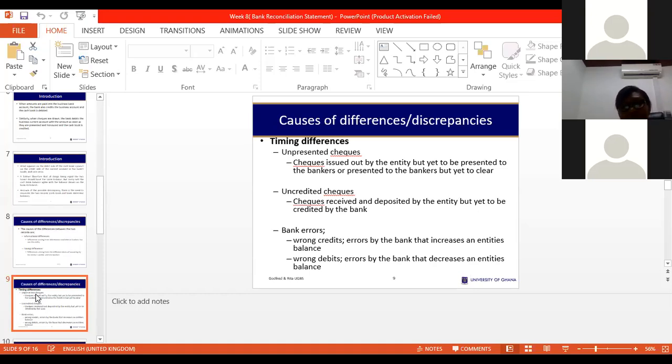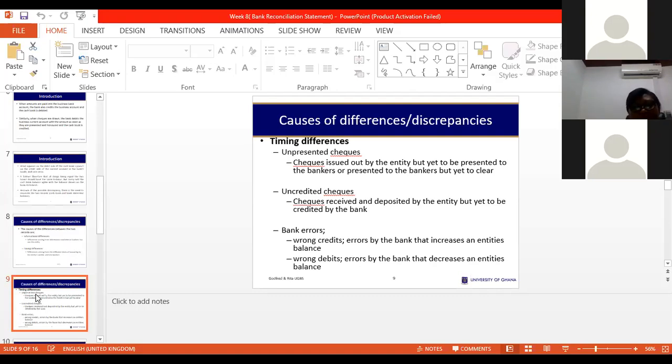But if we pick our bank statement tomorrow, we will not find that check. But in our cash book, in the bank column, that check has been there. So it means that our bank account has not yet been credited with that check. So it is uncredited checks. Then we also have bank errors.